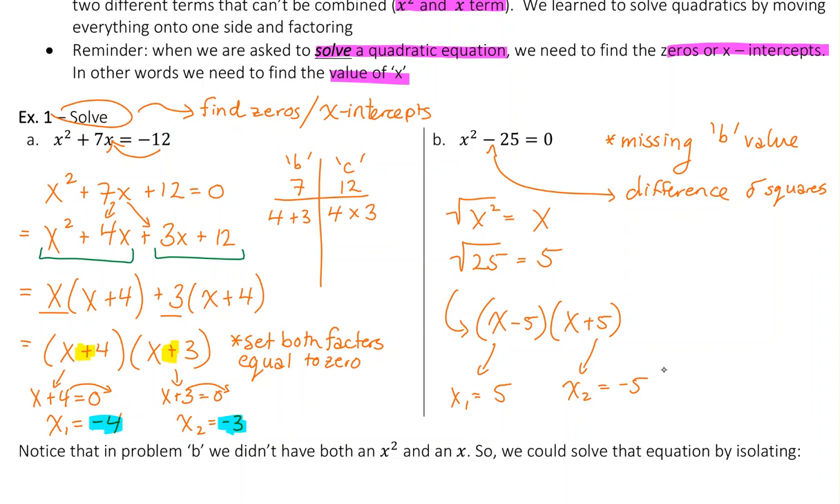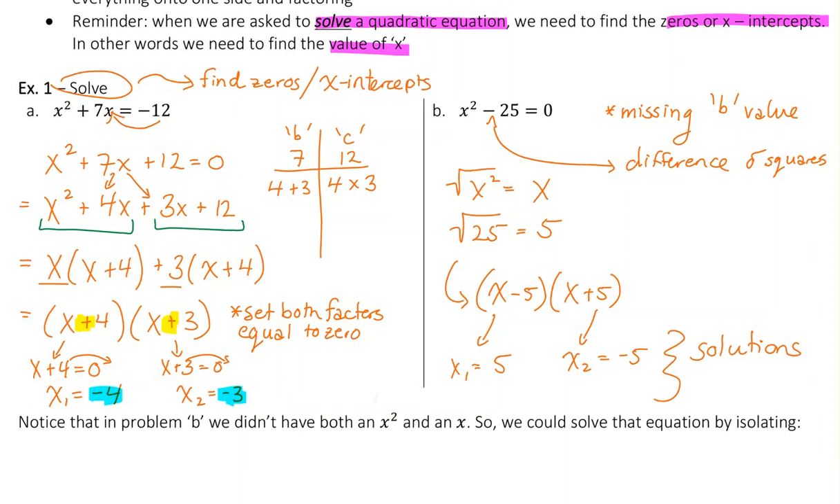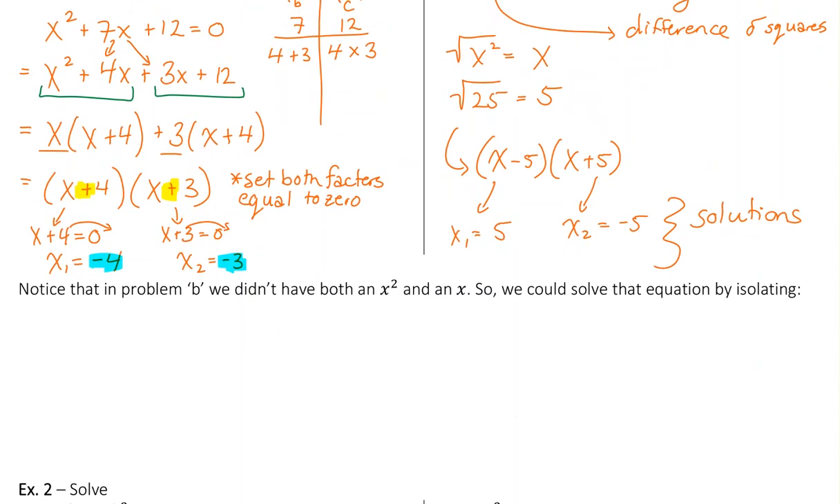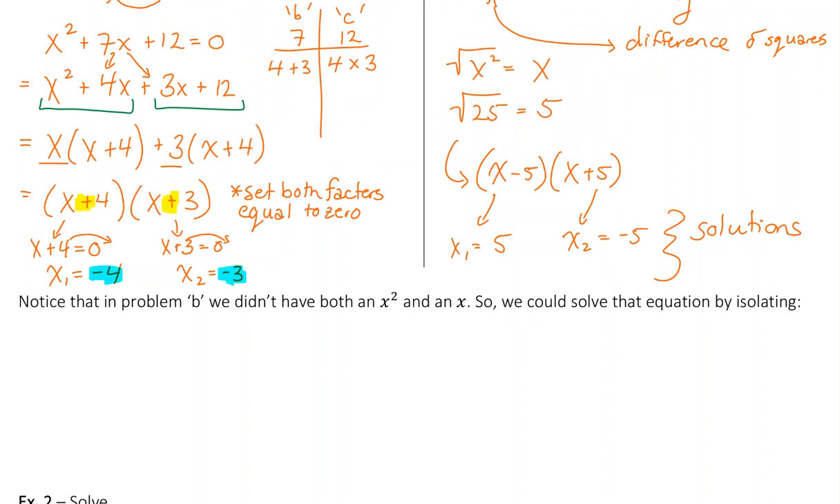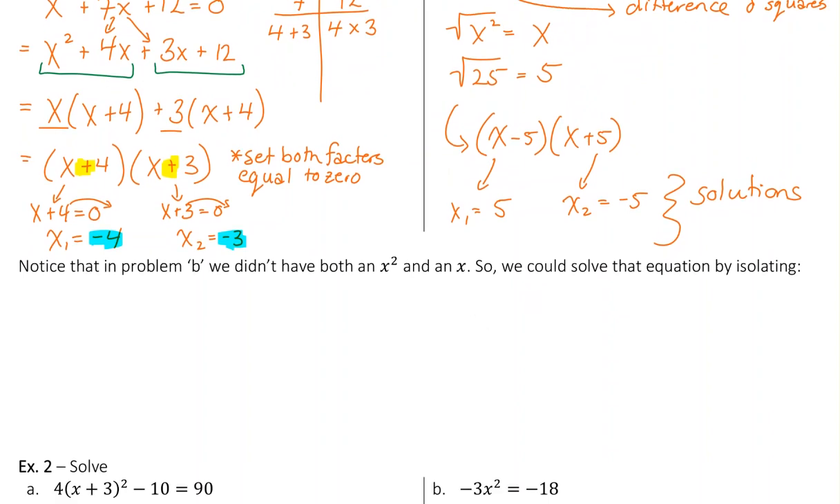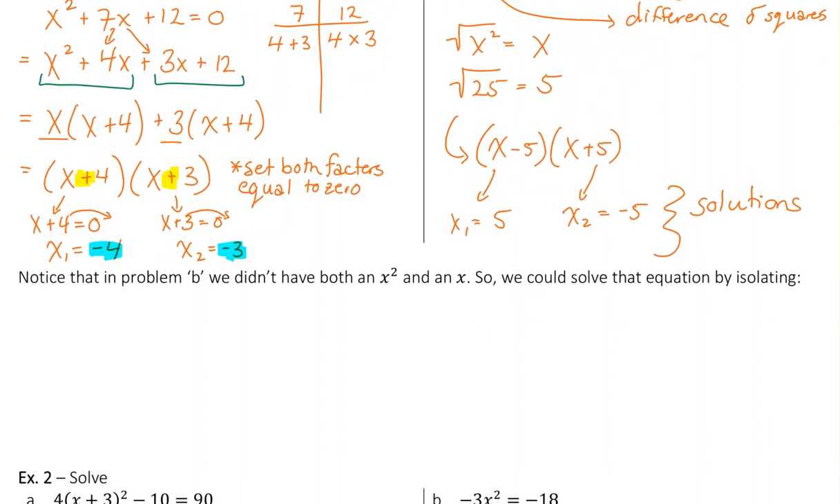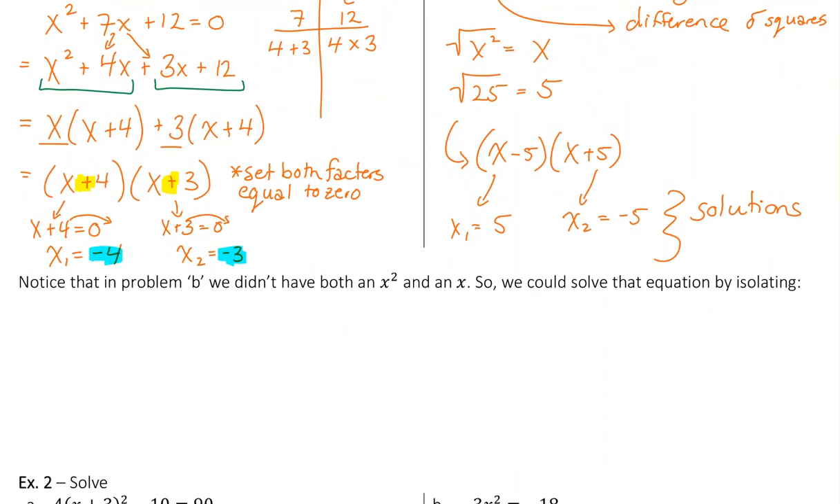And then these here are your solutions to the problem. Okay, but notice that in problem B, we didn't actually have both an x squared and an x term. So we only had one variable that we needed to solve for, which we could do. So let's try this in a different way. I'll rewrite the problem, which is x squared minus 25 equals 0.